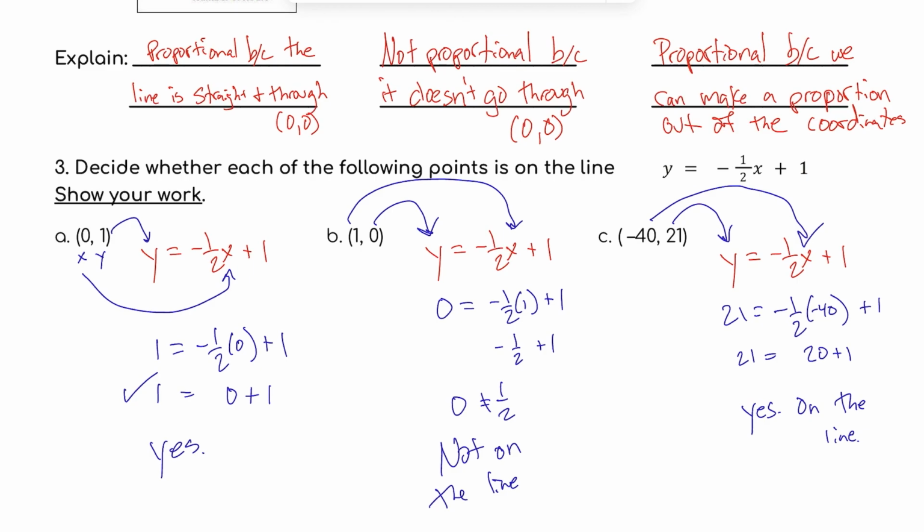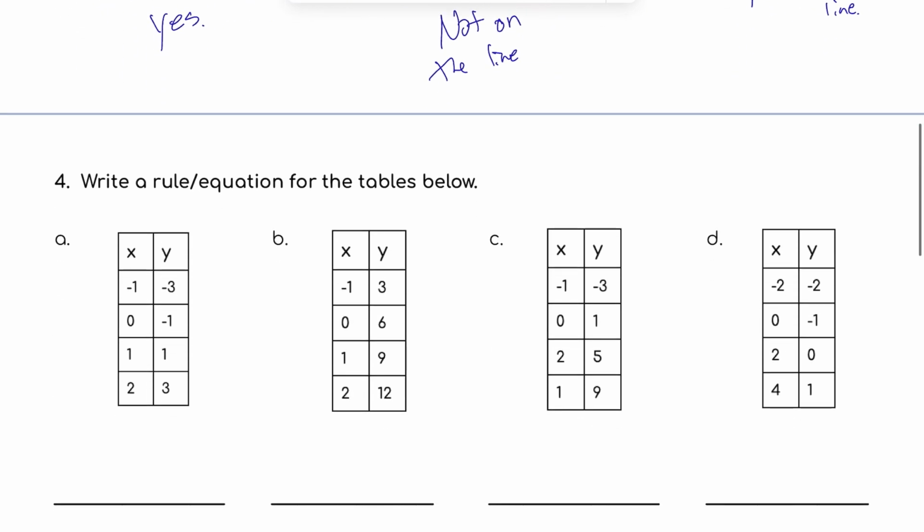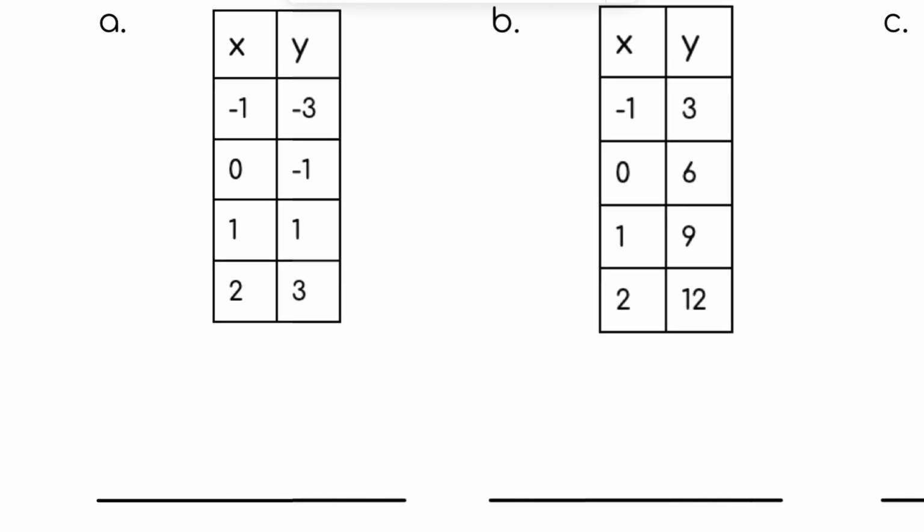Okay, moving along to number 4. So write a rule or equation for the tables below. This is what we started the whole year doing. Okay, so we've spent so much time figuring out the rule for these. Hopefully, these are going to be very manageable for you. Notice in all of them we have the 0, so we don't even have to count to the 0. We're just going to figure out.